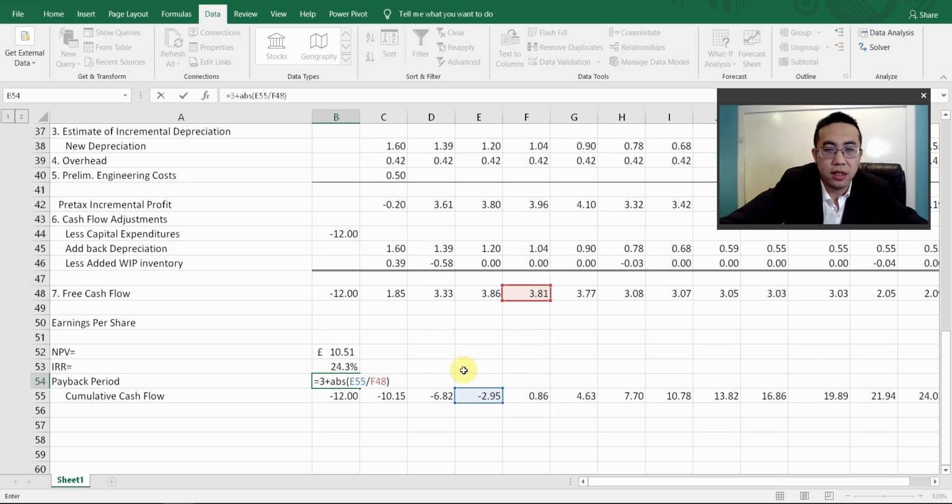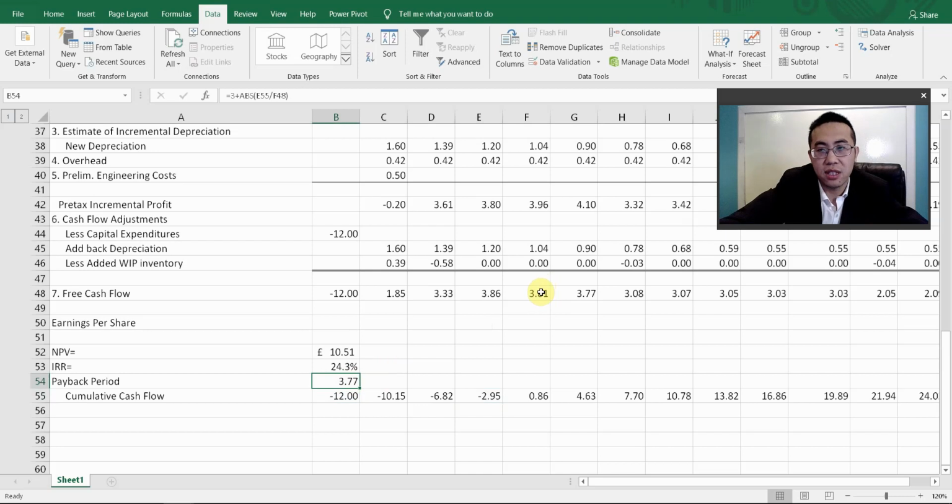So you will see that this is the ending balance after 3 years, and it is the beginning balance at the beginning of the 4th year, and how much money I make in the 4th year, 3.81. So the fraction is 0.77, so that means I'm going to take roughly 77% of the 4th year's cash to pay off the residual balance after the first 3 years. Okay, so the number should be 3.77.